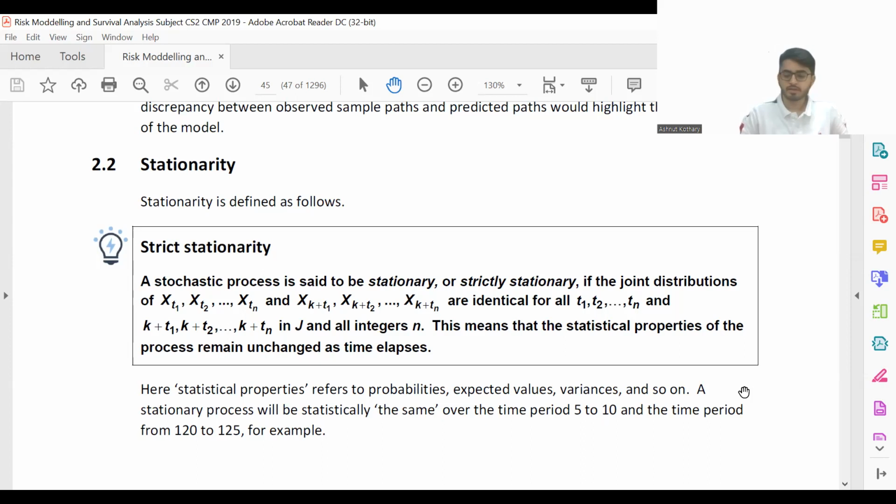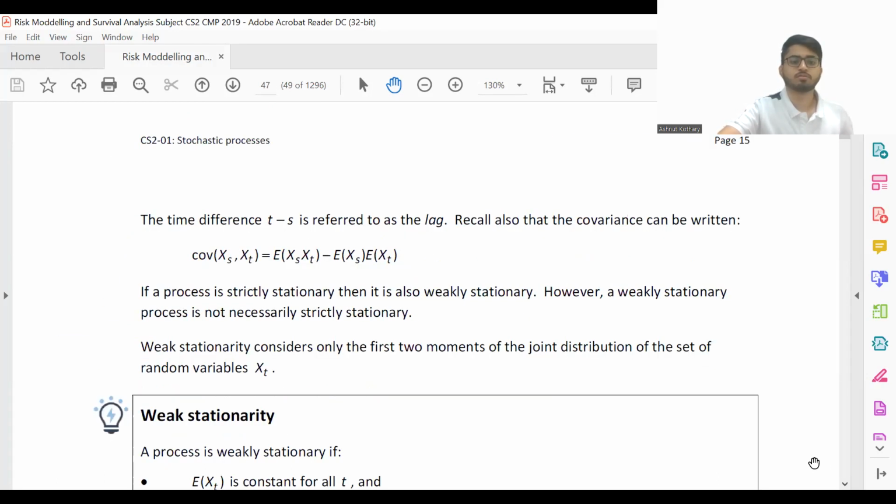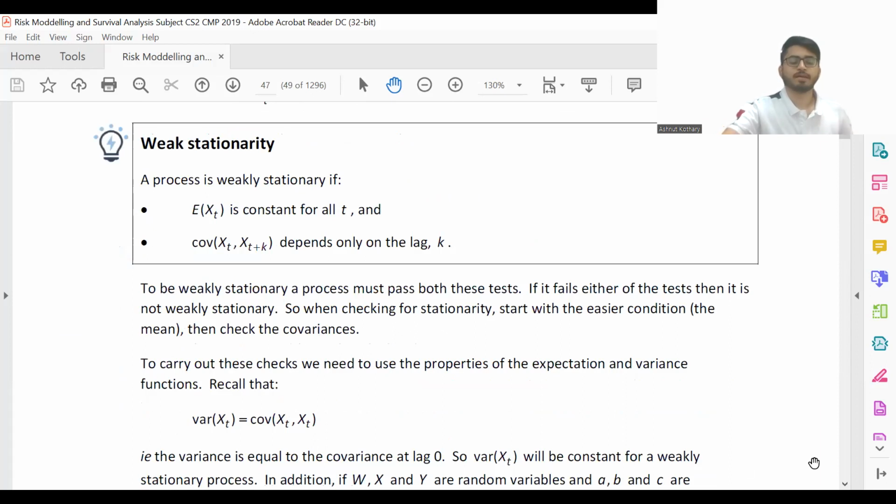First point. Expectation of xt is constant for all t. And then the second point, covariance of xt comma xt plus k depends only on the lag k. Second point.